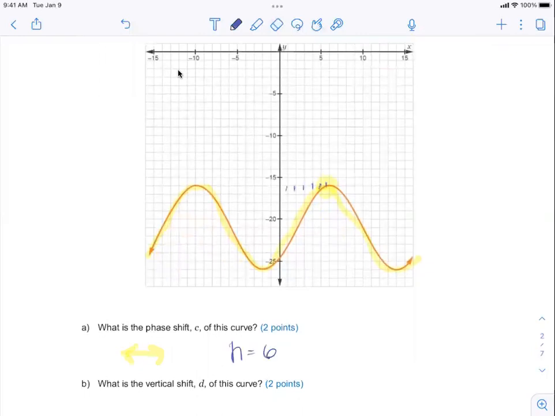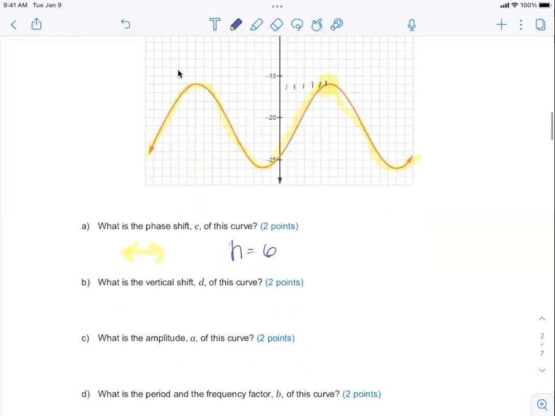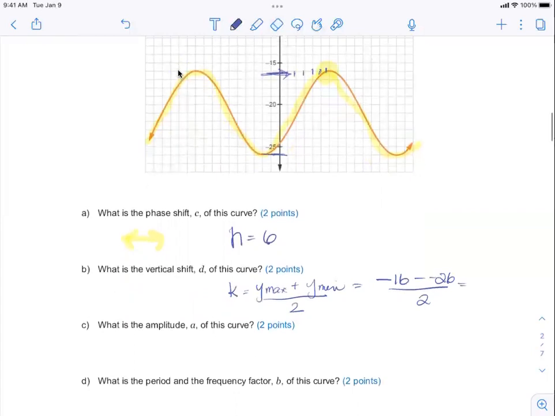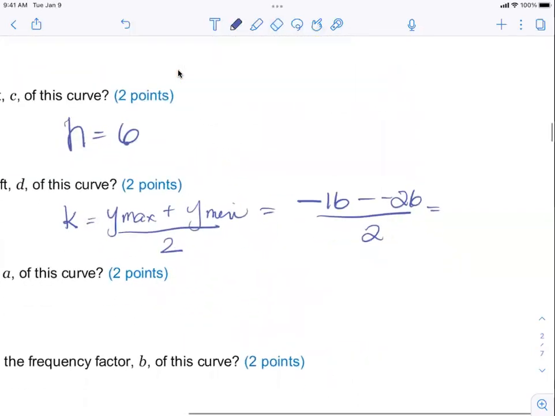What is the vertical shift of this curve? We have a formula for that, where we take k is equal to your y max plus your y min over 2. So for us, our y max is at -16 right here, and our y min is at -26, divided by 2. So we have really plus 26 minus 16. No, wait, this is a plus, sorry. So -42 over 2 means that k is equal to -21.